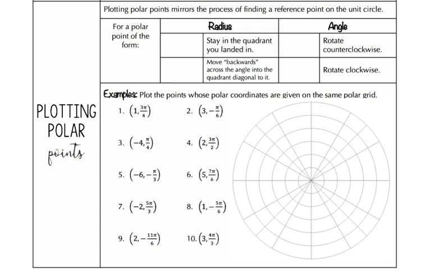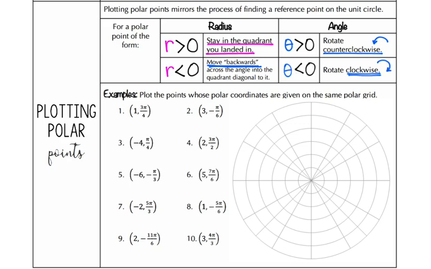We're going to do some points here and plot them in the polar plane. Remember that if your r is greater than 0, meaning positive, you stay in the quadrant you landed in. What I say is you walk forward, towards the ray that we're talking about. When your radius is negative, you're going to back up on that pole. When the angle is positive, greater than 0, you rotate counterclockwise, like we've always done with the unit circle. And when your angle is negative, you go clockwise.